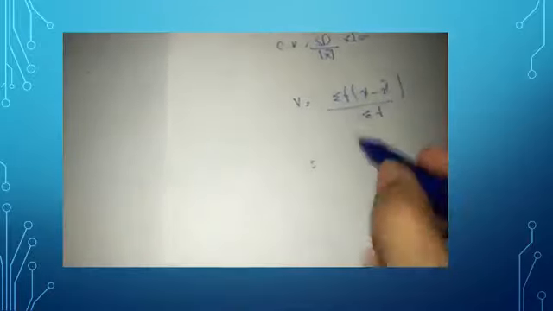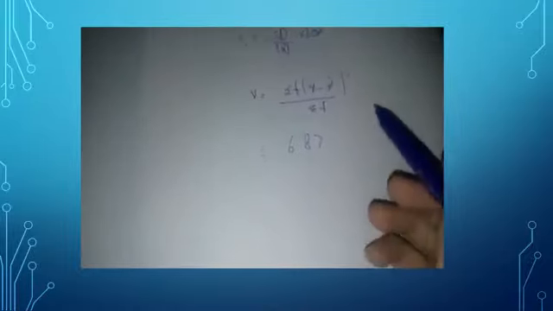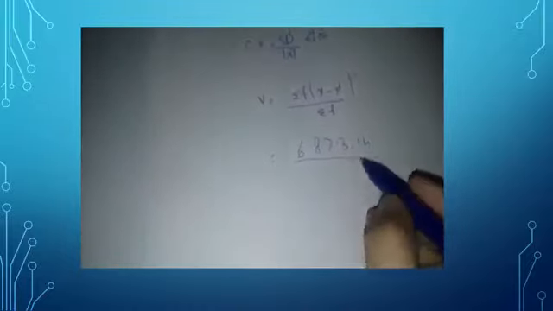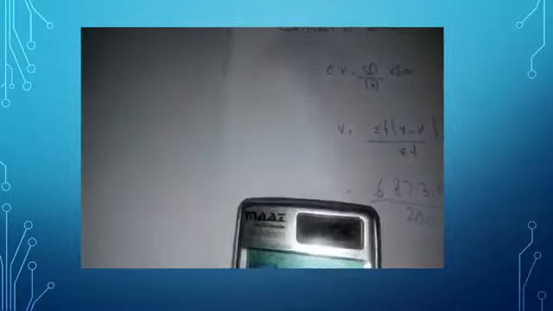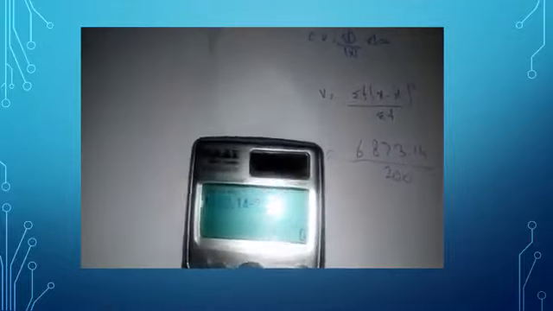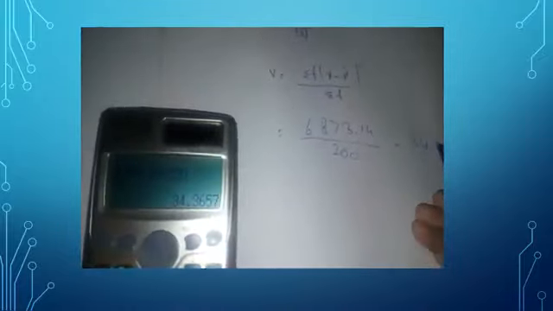The answer of summation f x minus mean square is 6,873.14, divided by summation f, which is 200, and the answer is 34.3657. This is the variance.